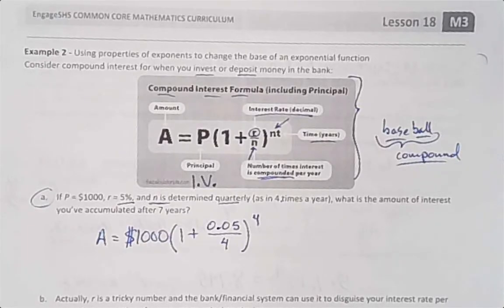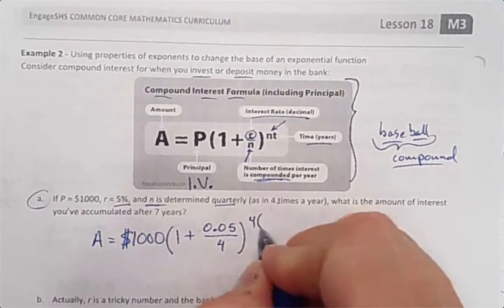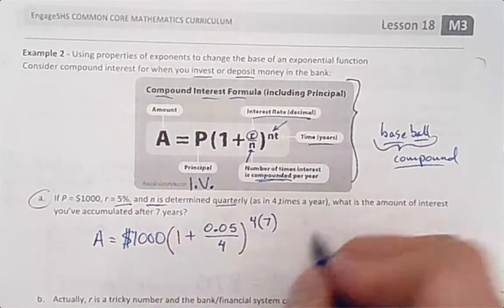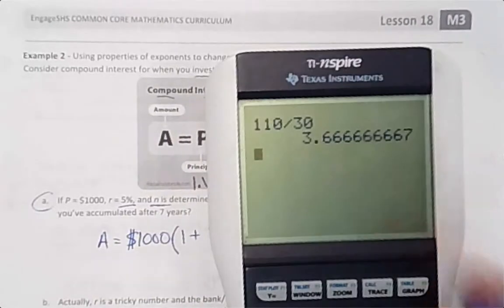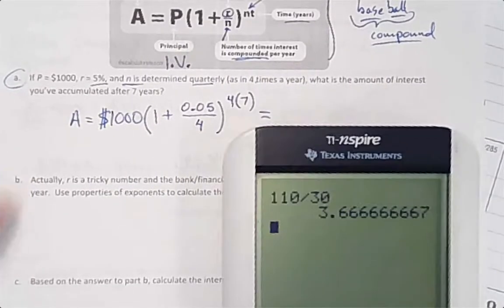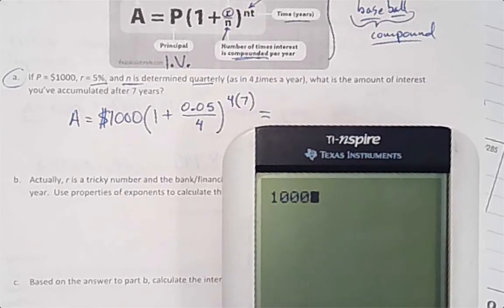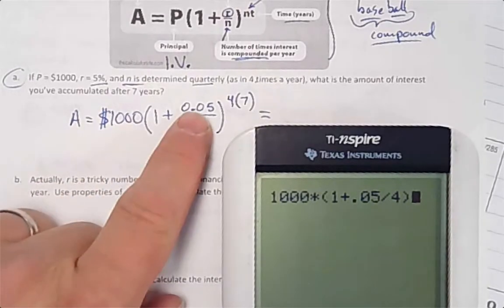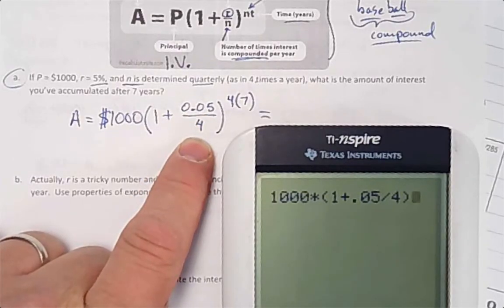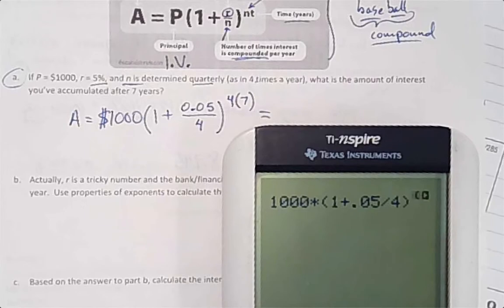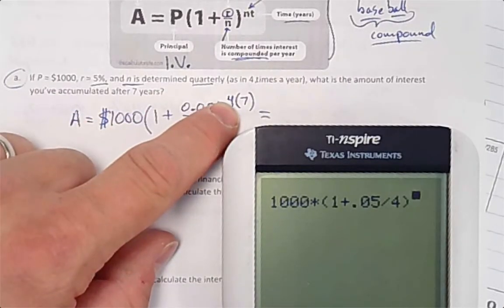And then if you think about it, in 7 years, the bank is going to calculate your interest 28 times. 4 times 7. And so all of this goes into your calculator. Make sure you use exponents. I'm going to use a different model of calculator because, why not? 1,000 times 1 plus 0.05 divided by 4. The annual interest rate is divided into 4 sections, to the power of, and then probably going to use parentheses. 4 times 7, I'm just going to put 28 right there.